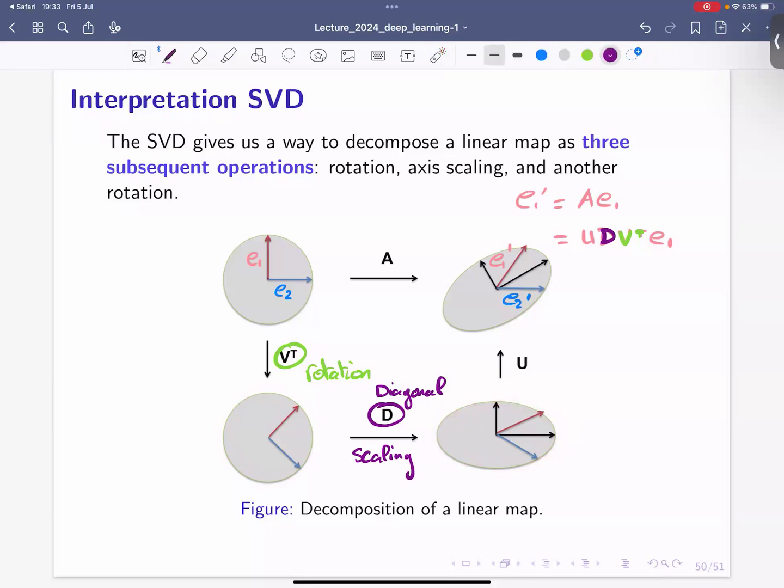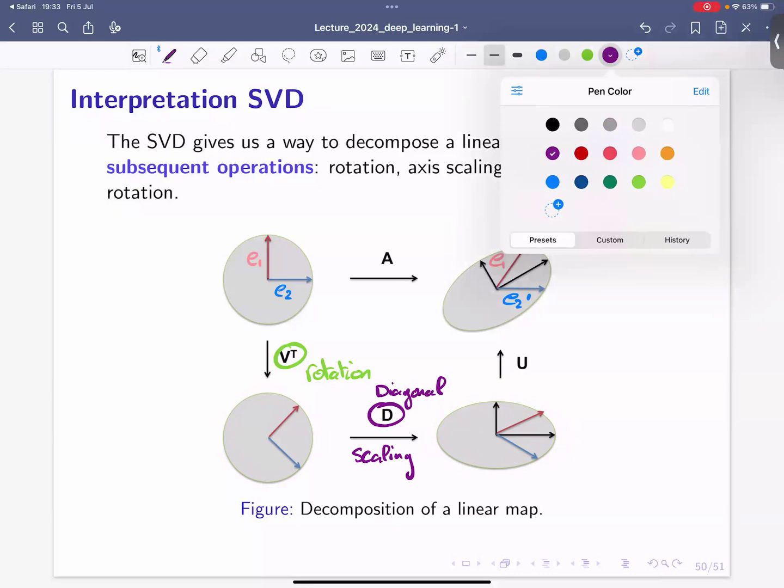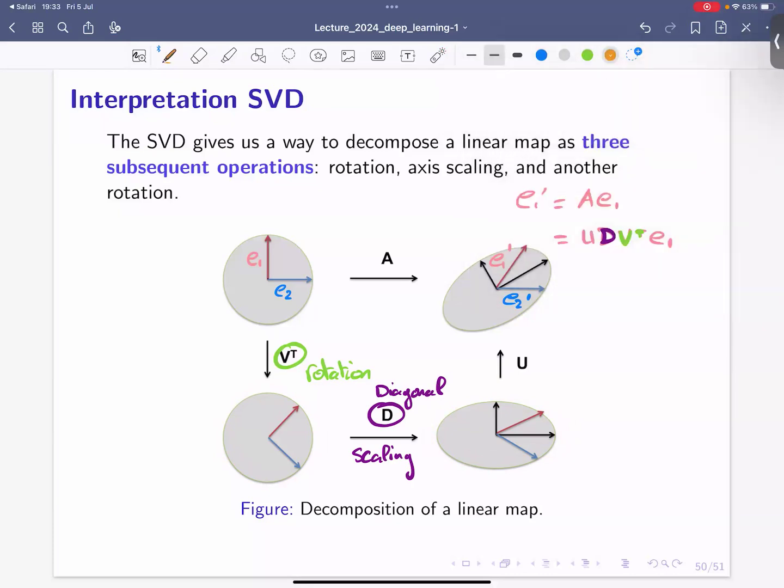And finally, what is the last transformation? We said that we apply the matrix U. And this is again a rotation matrix. So it simply means that we apply another rotation as well. Okay, so essentially you can understand this transformation of two vectors by this matrix A as applying a rotation, followed by a scaling, followed by another rotation. So this is a way to decompose what happens when you apply a matrix to a vector.